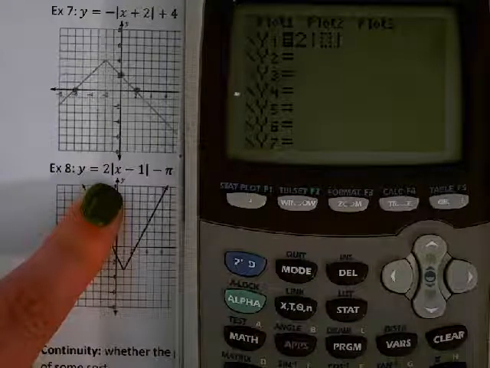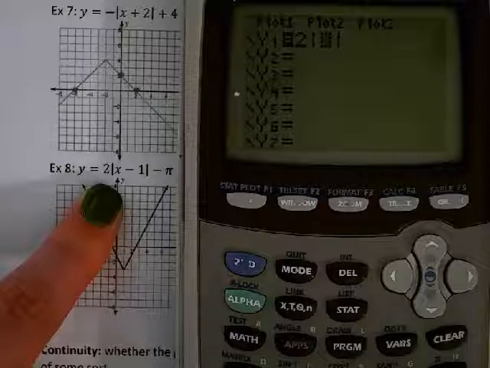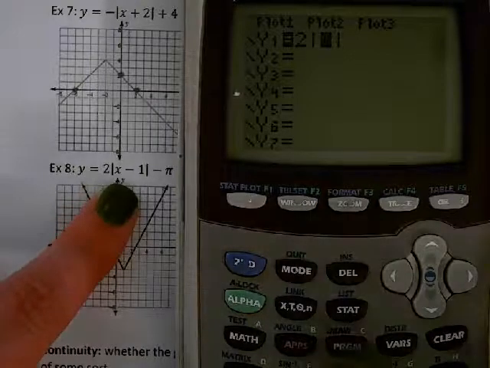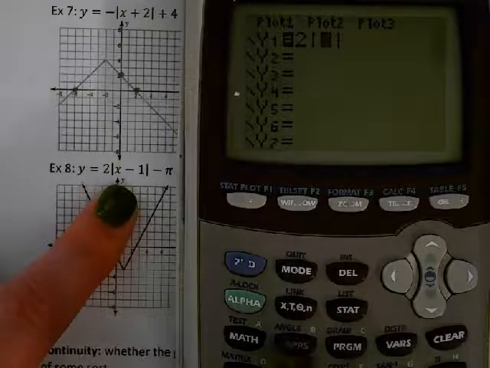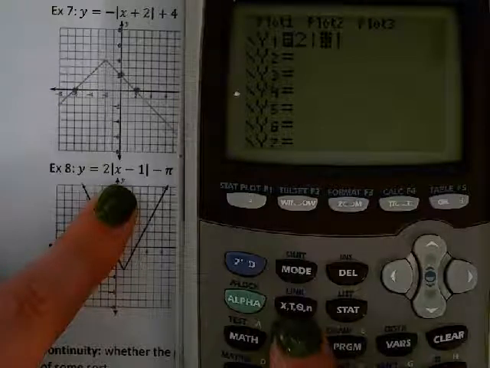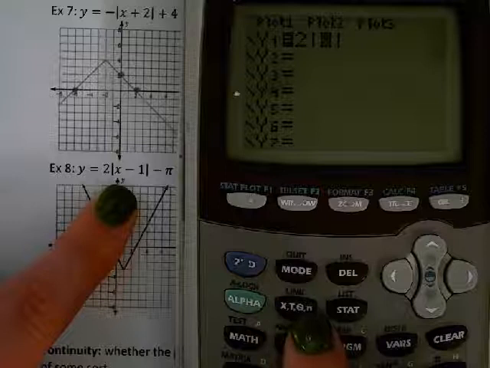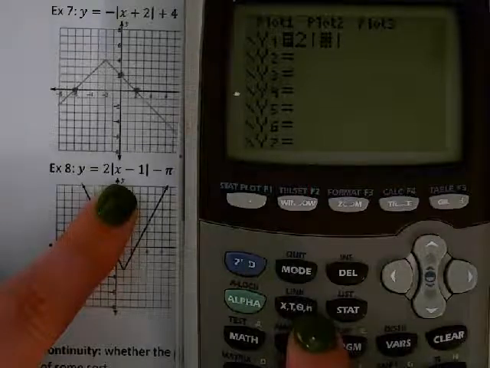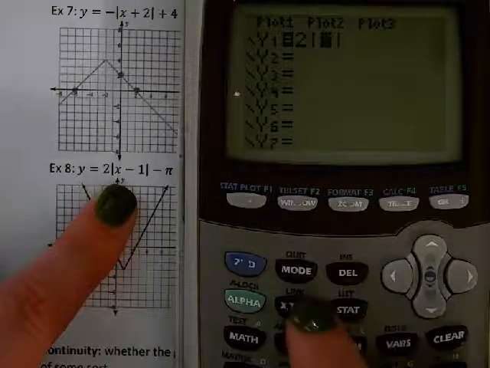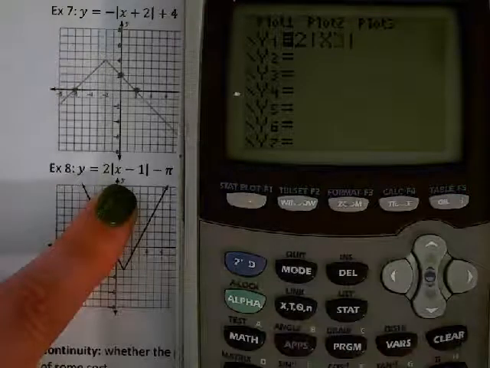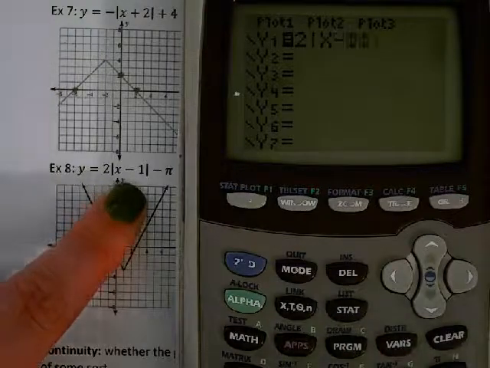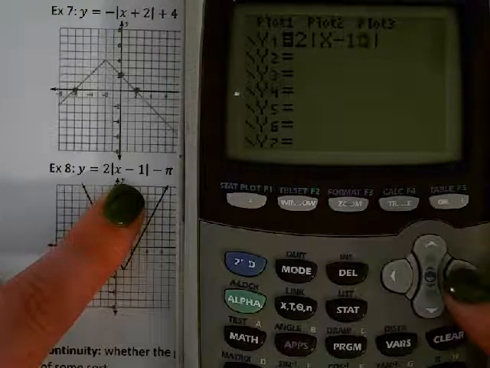Everyone got that? Okay, so 2 times the absolute value of x minus 1. The x button is right here. It's x, and then a t, and then a theta, and then a mu, I think that is. We're going to hit this. This is where our variables are. X minus 1. And then we're going to hit a right arrow to get out of that.